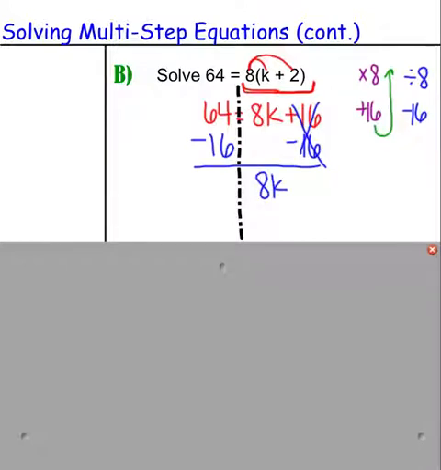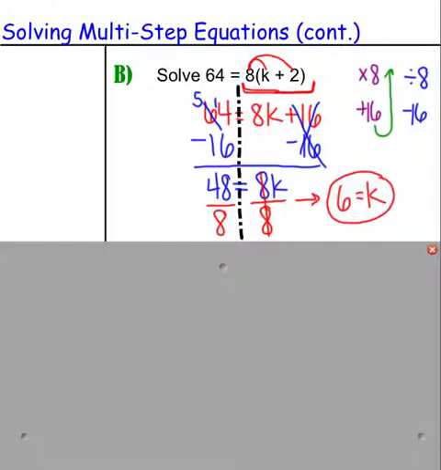And then 64 minus 16, I'm going to borrow 10 from the 6, make it a 5. 4 becomes 14. 14 minus 6 is 8. And 5 minus 1 is 4. So now I have 48 equals 8k. So then according to my next steps, I'm going to divide by 8 on both sides. So I divide by 8 on the right, divide by 8 on the left. On the right, the 8's cancel, leaving me with an answer of k. And 48 divided by 8 on the left gives me 6.